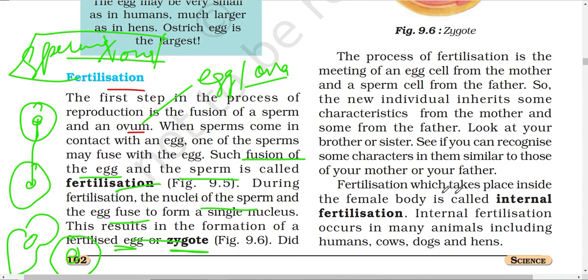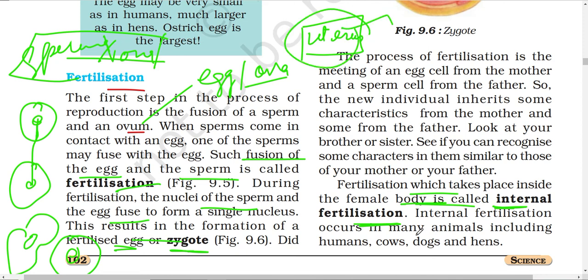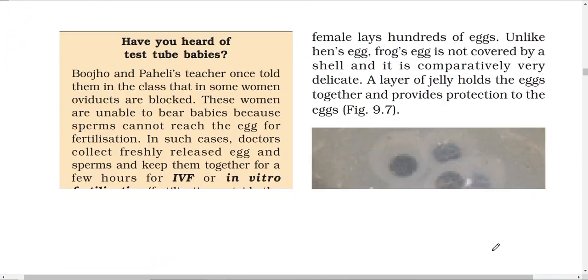Fertilization, which takes place inside the female body, is known as internal fertilization, that occurs in human beings, cows, dogs, hens, etc.